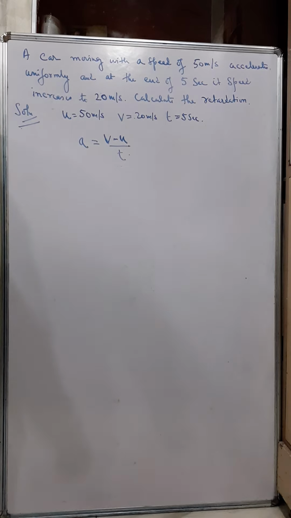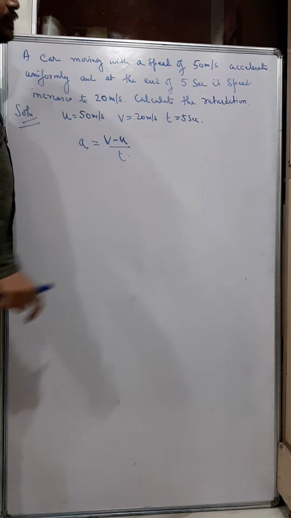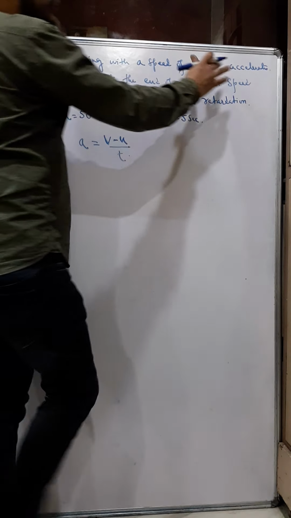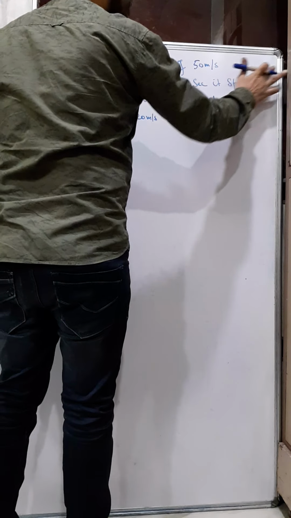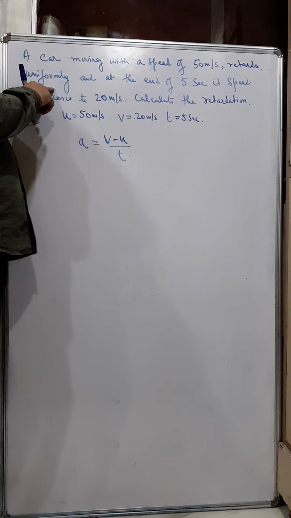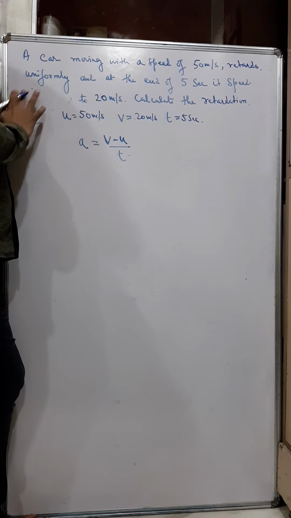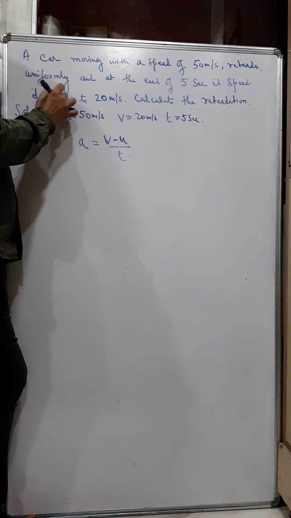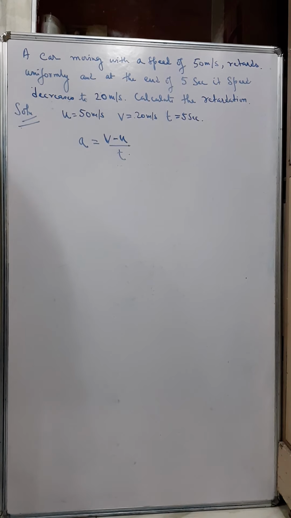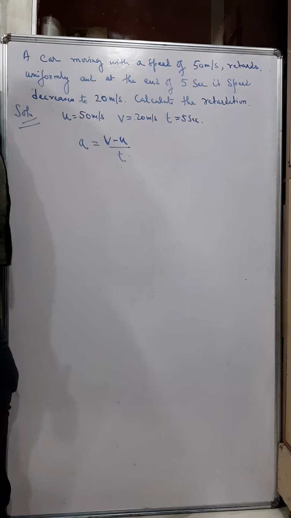Okay, now in this case you see a car moving with a speed of 50 meter per second accelerates, in fact sorry, it's not accelerates, retards uniformly, and at the end of 5 seconds its speed decreases to 20 meter per second. Now you have to calculate the retardation.